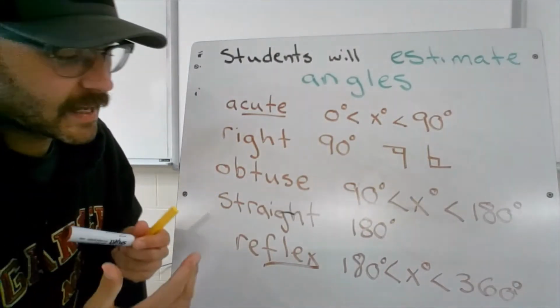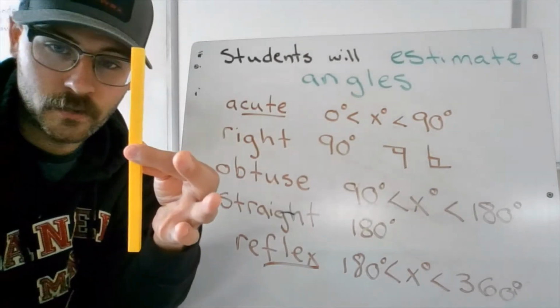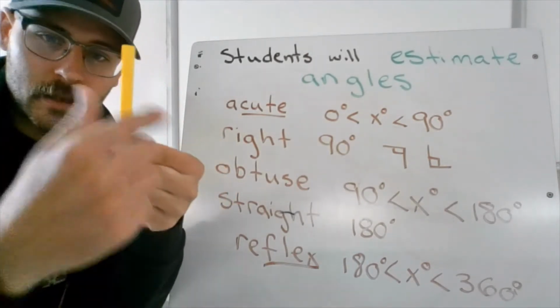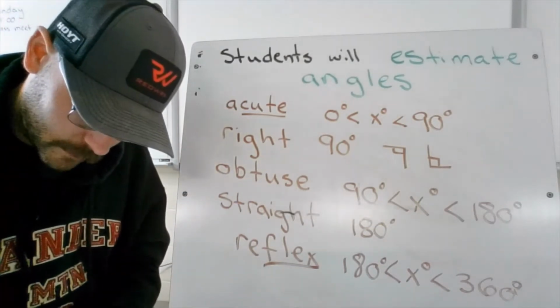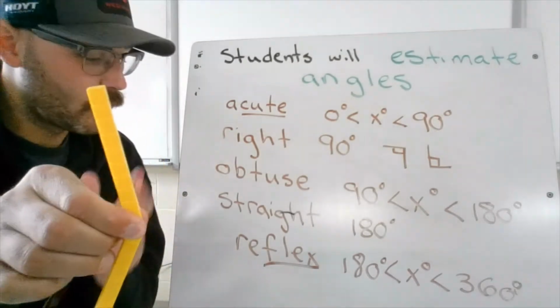So a reflex is anything bigger than 180. Once again, here's your 180 straight angle, straight down the side, but if I open it up just a little bit, now, I want you to see this side of it. This would be considered a reflex angle.